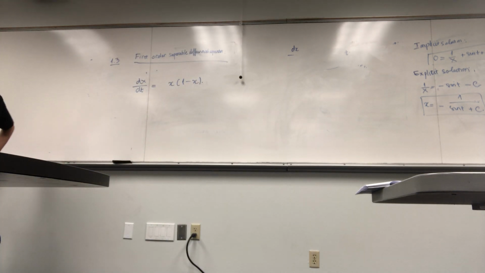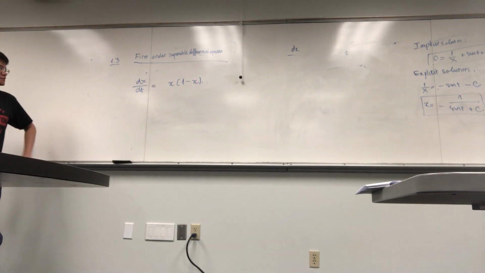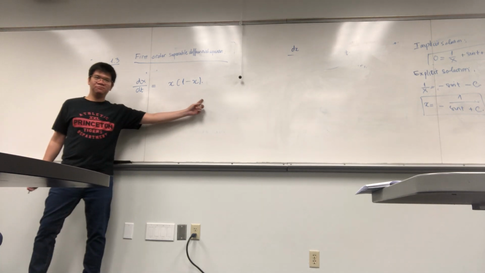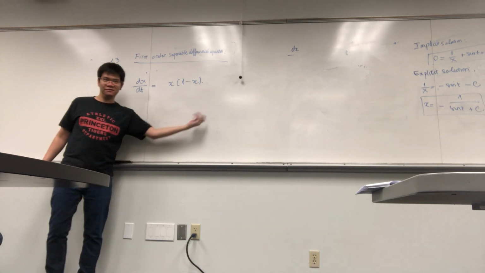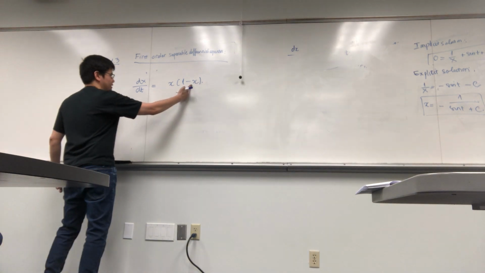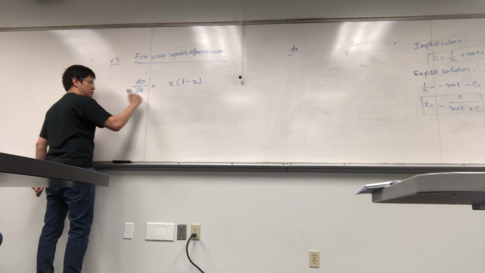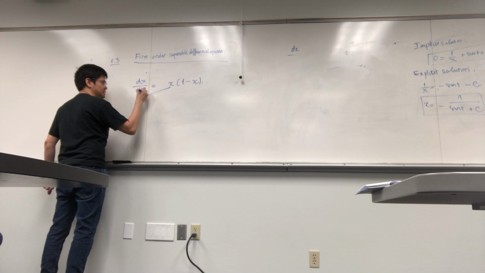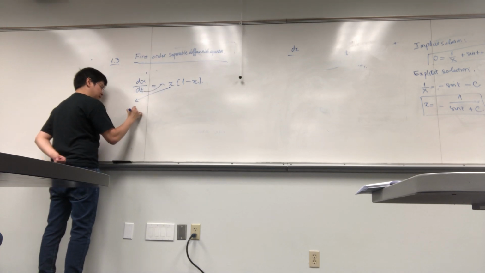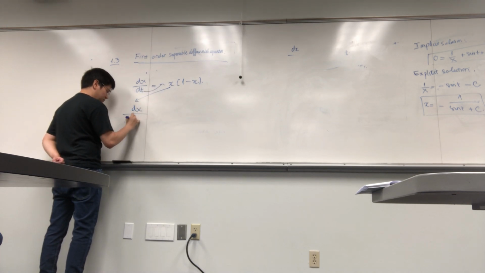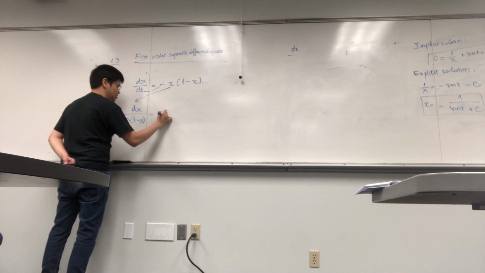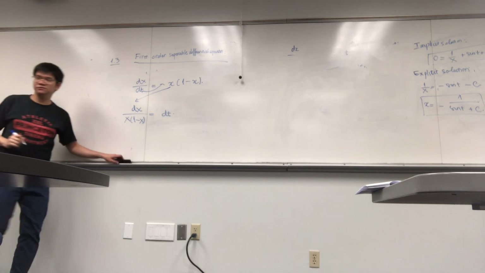Is the equation separable? Why? Because you can put the x on one side and t on the other side. Excellent. So this is separable because you can put x to one side and t to the other side. What you do is divide by x times 1 minus x, and multiply by dt. So what I have is dx over x times 1 minus x is equal to dt. So this is separable.